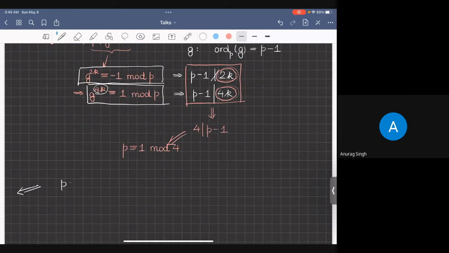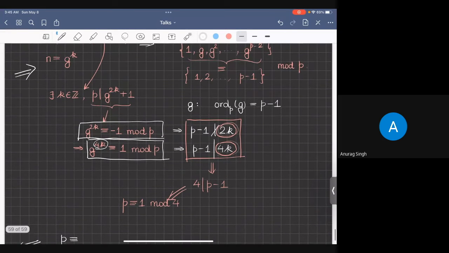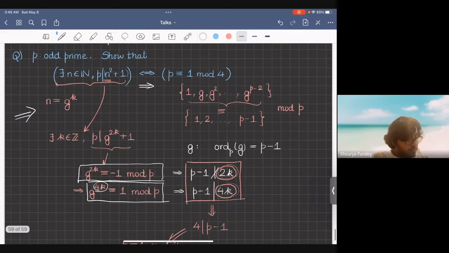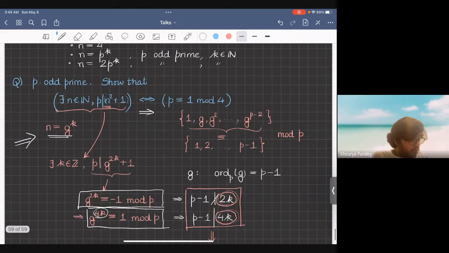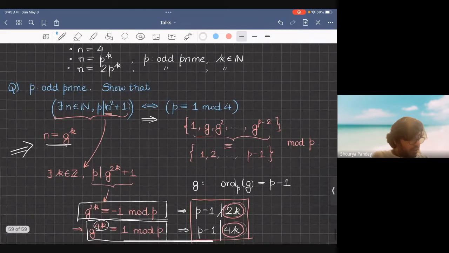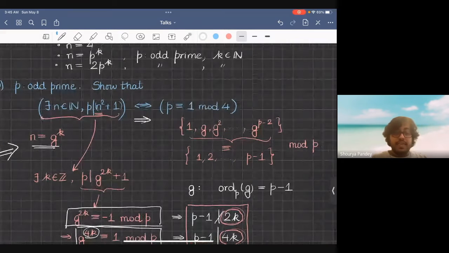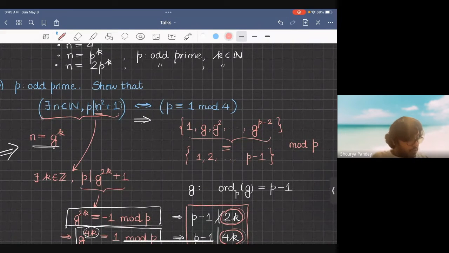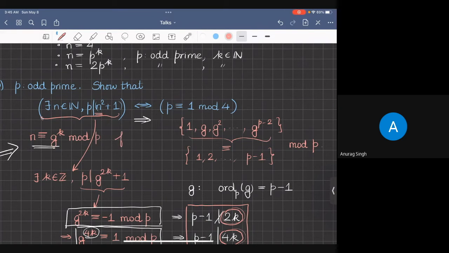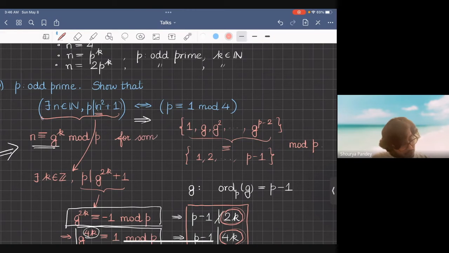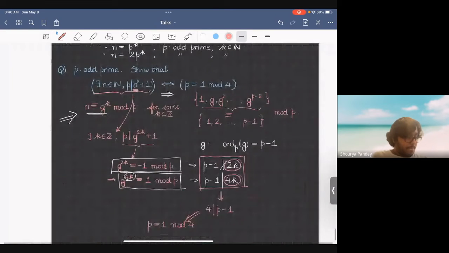Can you tell why you assumed b equals g to the k? Oh, yes. The point is that any natural number coprime to p can be written as g to the k mod p. So this is actually g to the k mod p. Oh, actually, I read it as equal. Sorry, yes, for some integer k. But it doesn't really matter, as long as it's congruent mod p.